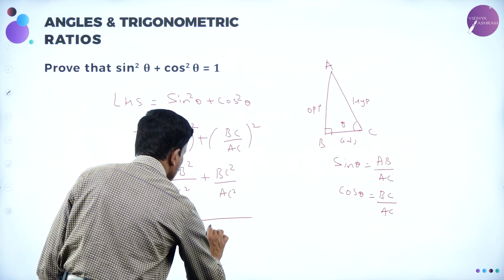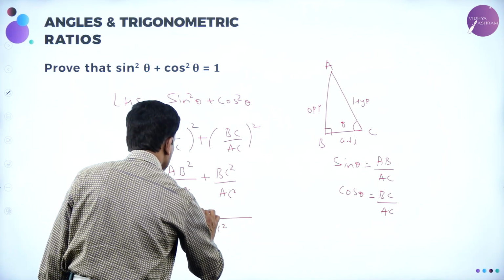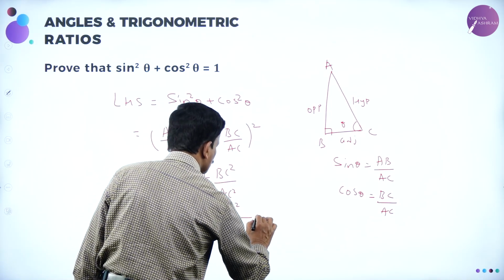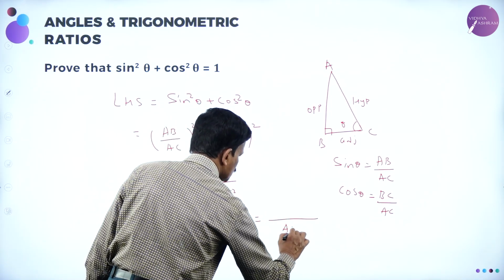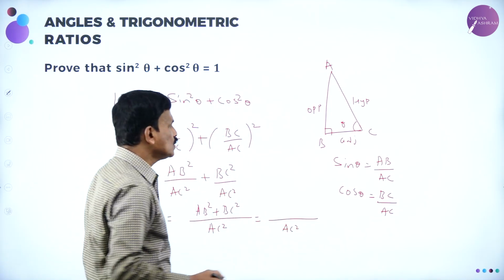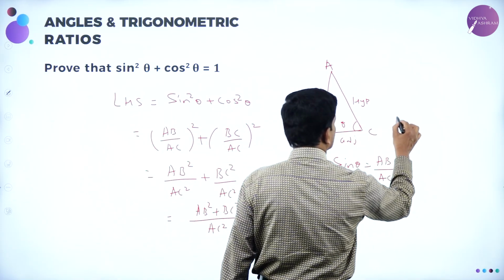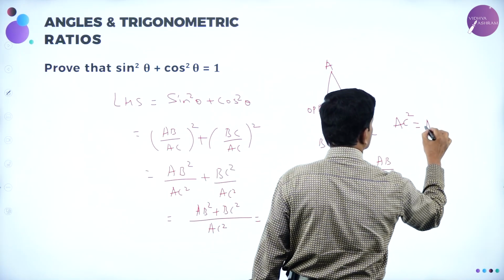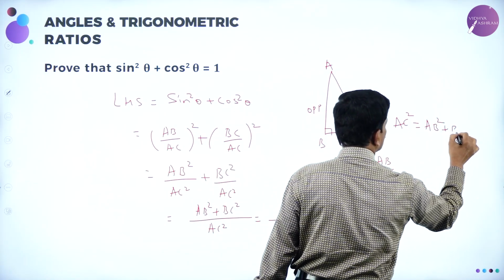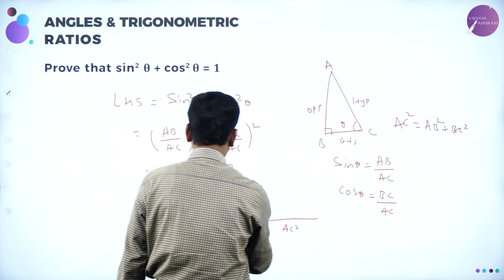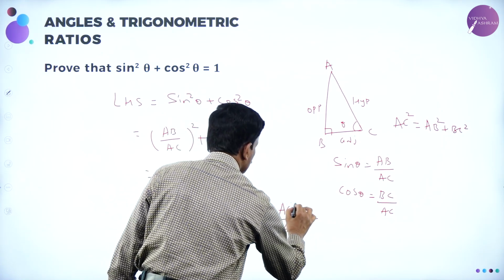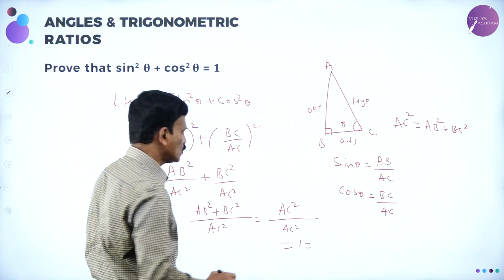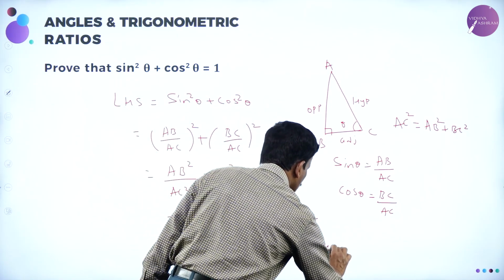You can take the LCM. What is the LCM? AC square is the LCM. AC square gets cancelled. AB square plus BC square. Now, this is equal to AC square as it is in the denominator. So, if you apply Pythagoras theorem for this, AC square is equal to AB square plus BC square. Since AB square plus BC square is equal to AC square, this AC square and AC square gets cancelled, that is equal to 1, which is the required RHS.